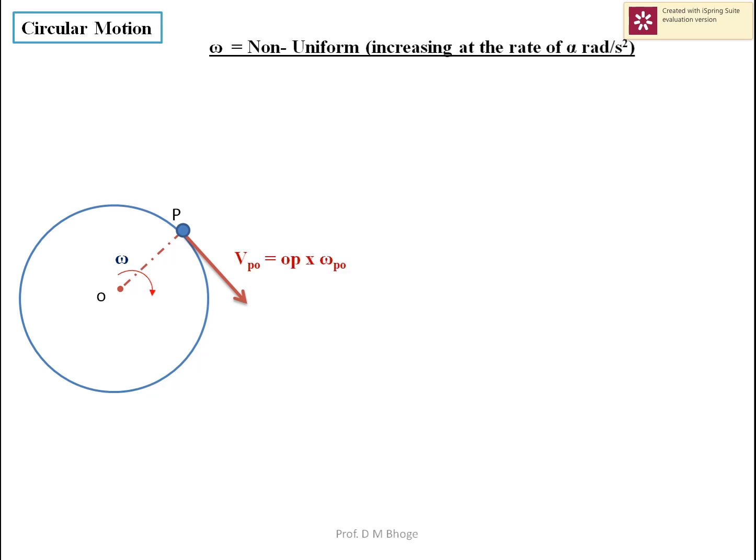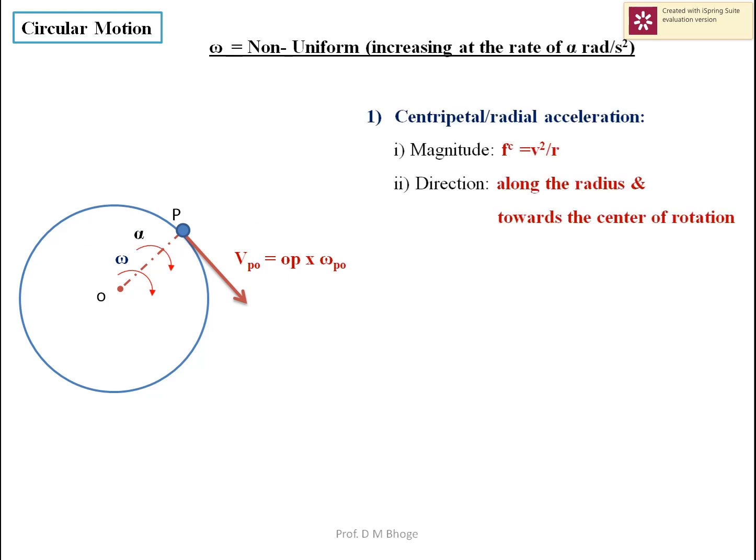Let's take case 2, where the particle is rotating with non-uniform angular velocity. Omega is non-uniform. Let us suppose that omega is increasing at the rate of alpha radian per second square. But alpha is the angular acceleration. The first acceleration, which is always there, is the centripetal or radial acceleration. We have seen this, parallel to the radius of rotation towards the center of rotation.